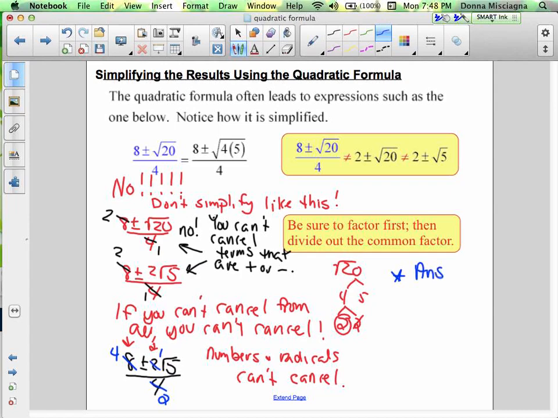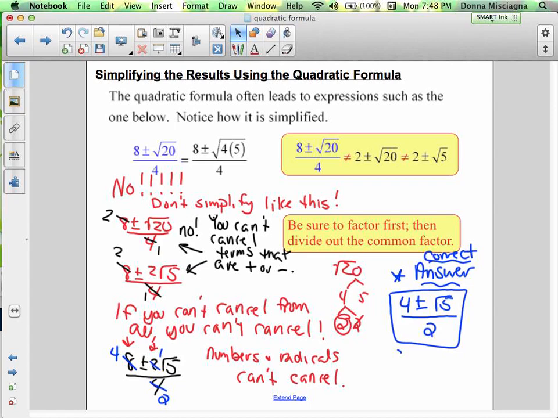The correct answer when you're simplifying this was 4 plus or minus the square root of 5, I don't really need the 1, divided by 2. That is correct. I should put correct answer as opposed to the nonsense. All right, so all these other answers, they're all nonsense. You can't just cancel out the 8 and the 4. That's wrong. Whether you simplify the radical or not, you cannot cancel the 8 and 4 unless you can cancel the coefficient in front.